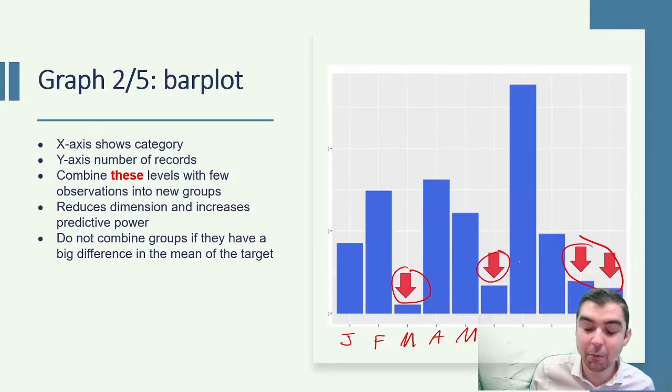Otherwise, the p-values, when I fit a GLM, will be really large, meaning that the data just doesn't have enough credibility. I'd also note that if the values of the target are significantly different between those groups, I shouldn't combine them. In other words, if in May the average claim amount was $1 million, and in June the average claim amount was only $10, I shouldn't combine those two together, even though they both have only a few observations.